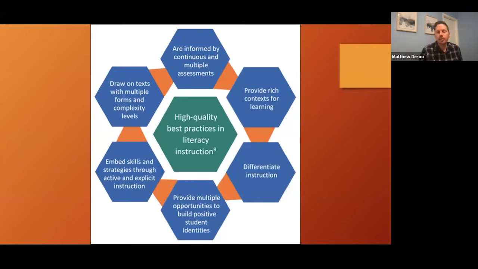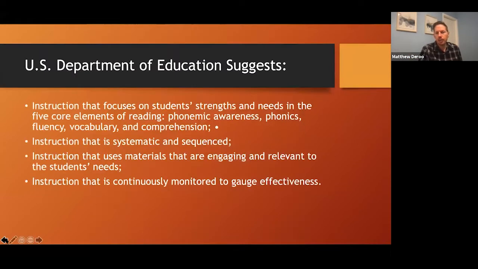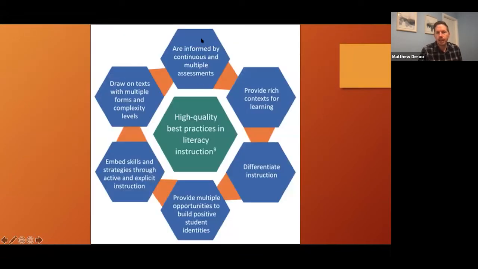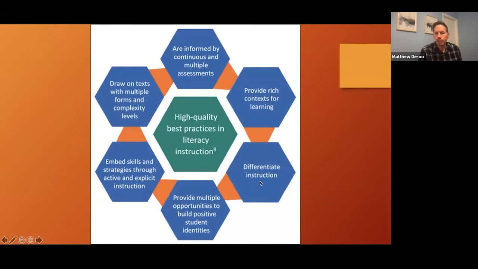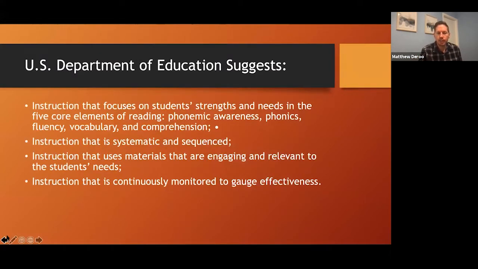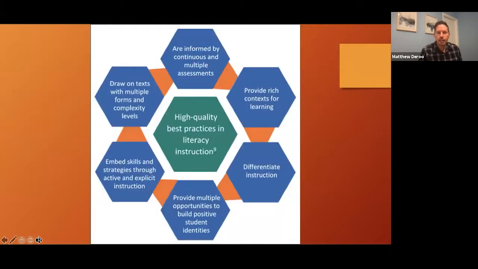So again, very similar to what we saw in the slide before, talking about continuously monitored to gauge effectiveness. That aligns with informed by multiple and continuous assessments, provides rich context for learning, aligns with this idea that instructional materials are engaging and relevant to the student's needs. Differentiated instruction would suggest that we target our learning to different students, right? Not all students learn in the same way. Provide opportunities to build positive student identity. So you can see how even though some of these are worded differently, there's somewhat of a consensus, a shared understanding or an agreed upon idea of what allows for best practices.